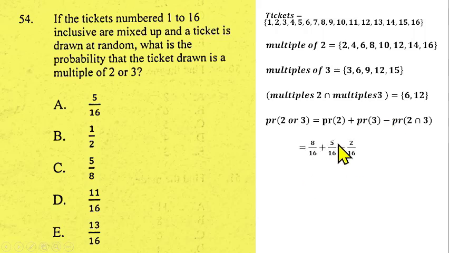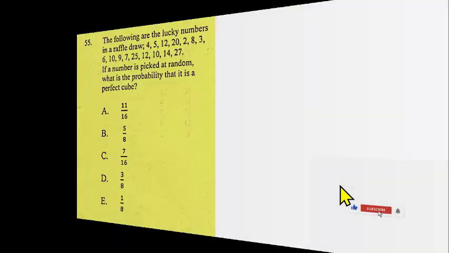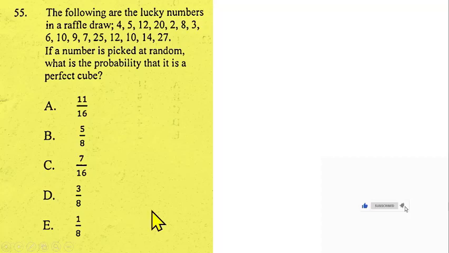So if you substitute, the probability of a multiple of 2 will be how many? 1, 2, 3, 4, 5, 6, 7, 8. 8 out of 16, plus the probability of a multiple of 3, that will be 5 out of 16, minus the probability of the intersection between them, that will be 2 out of 16. So the common denominator is 16. That gives us 8 plus 5 minus 2, which is 11 over 16, which is option D for question number 54.